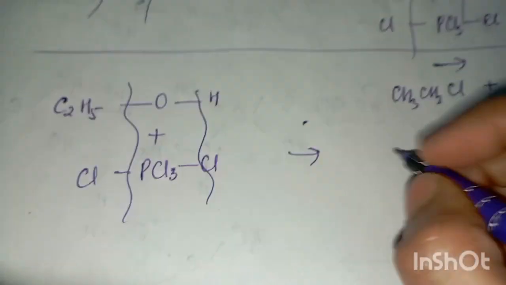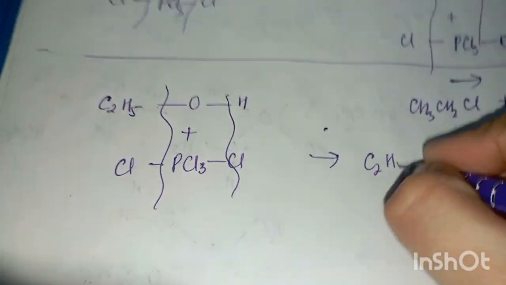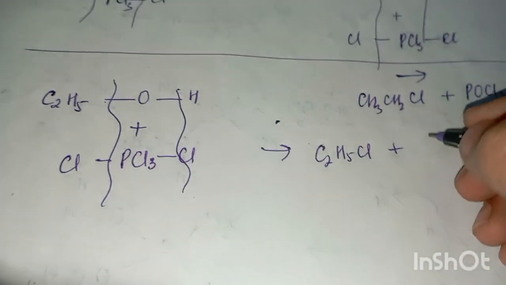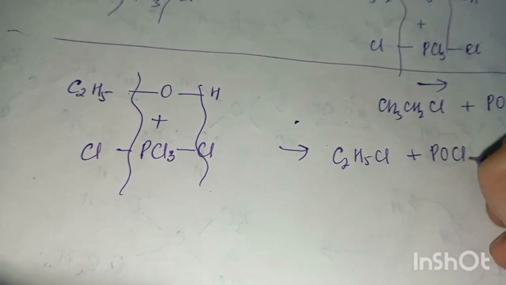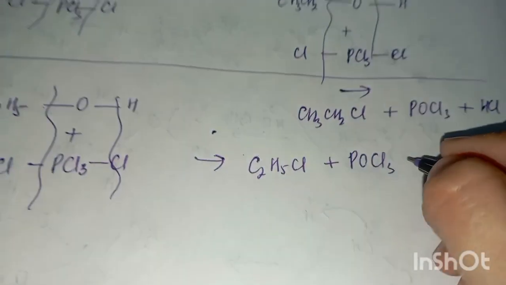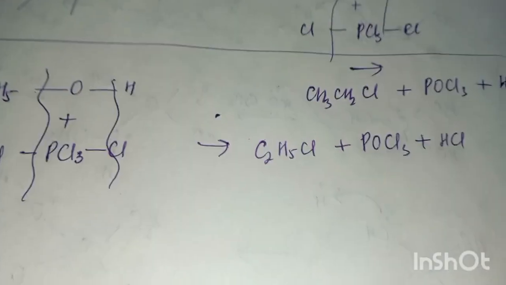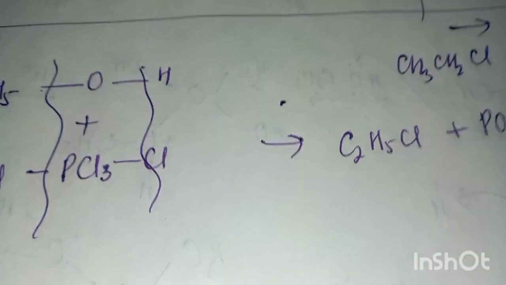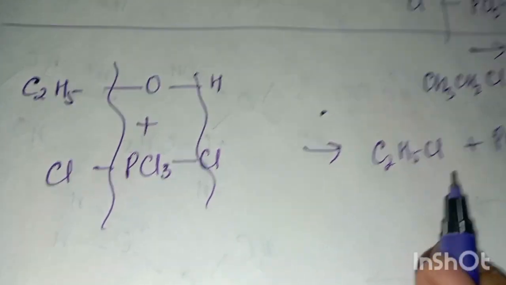C2H5Cl, that is ethyl chloride, plus POCl3, that is phosphorus oxychloride, right, plus HCl. POCl3, phosphorus oxychloride, and HCl are the byproducts, and the main product here is C2H5Cl, that is ethyl chloride, okay.